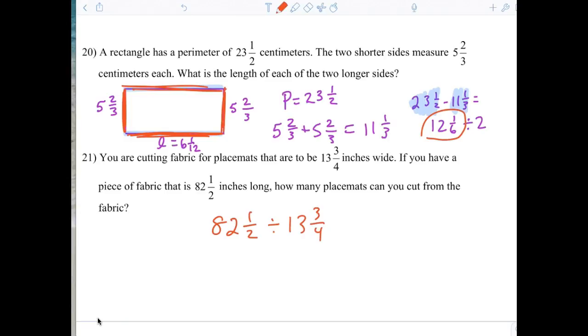But again, remember now, you guys, you're having to write down the 82 1/2. I don't want just the answer now. All right, so when you divided, what did you get? I got 6. Exactly 6? Wow, so you can make exactly 6 placemats. You good with that? Now, let's say the answer wasn't 6, but let's say the answer was 6.25. How many placemats could I make? Jesse, if the answer came out to be 6.25, how many placemats could I make?